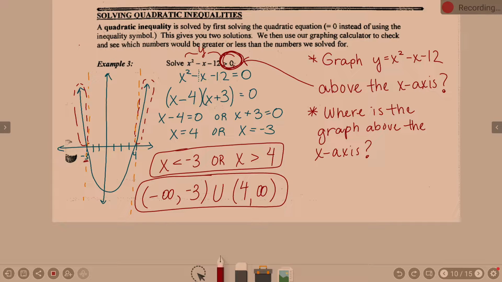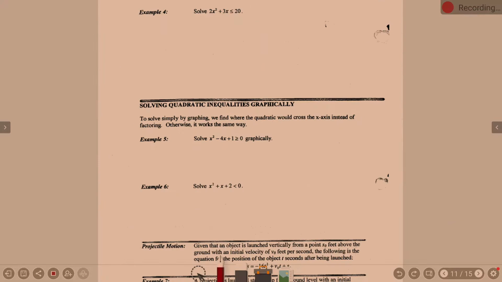Let's try another one. Now, you will notice, before that previous example, we are solving quadratic inequalities, and we're in an algebraic type mode right now. We'll get to a graphic mode where we only use the calculator and graph it in a moment, but I'm trying to talk about the algebra right now. So, as we look at this algebra, we're going to solve 2x squared plus 3x less than or equal to 20.